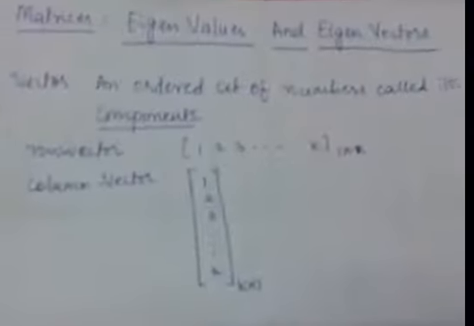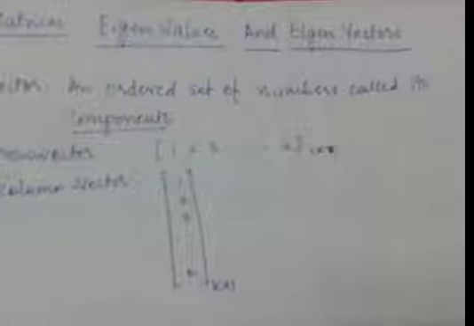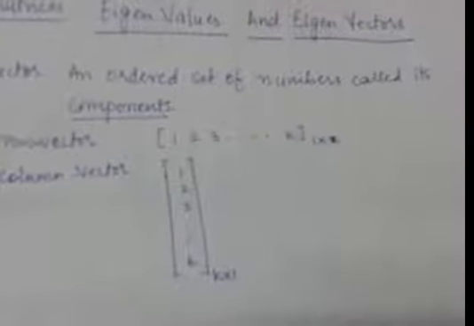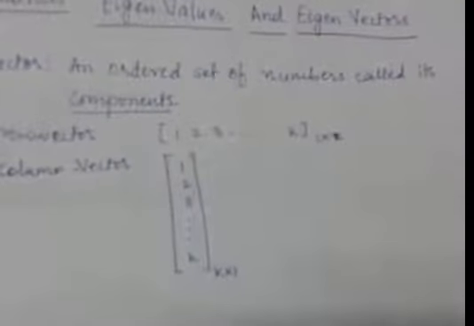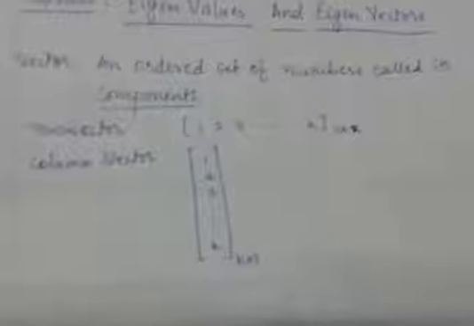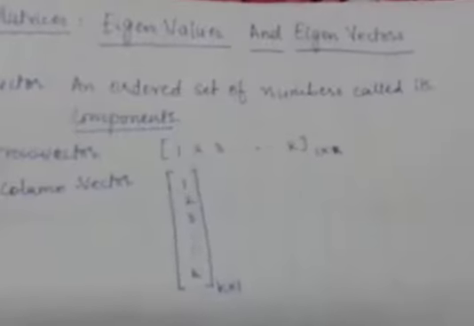our linear algebra. A vector is an ordered set of numbers called its components. The ordered set of numbers are called the vector's components. There are two examples of vectors. One is a row vector and another is a column vector.